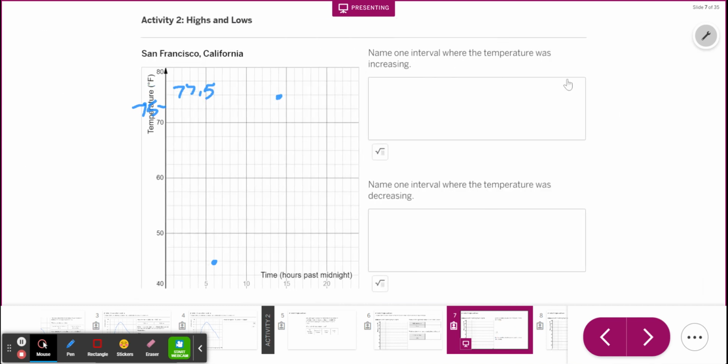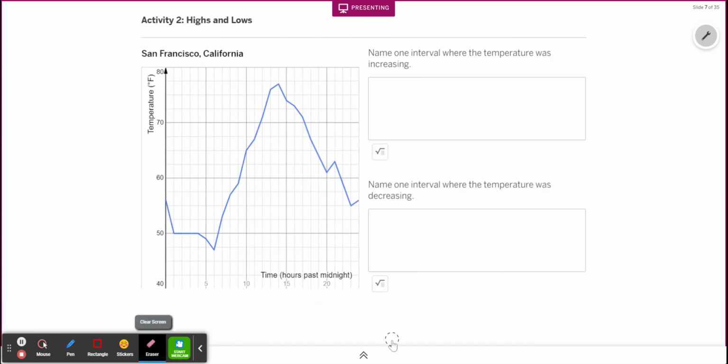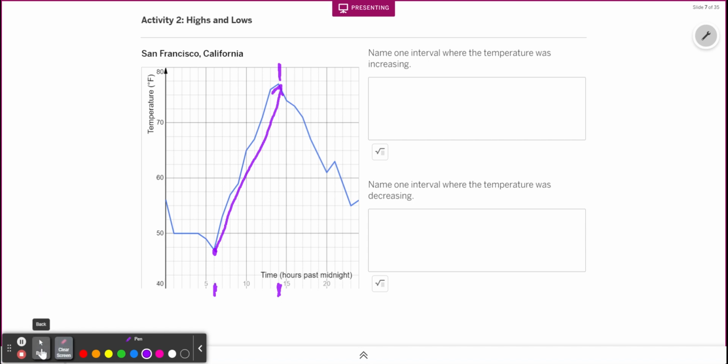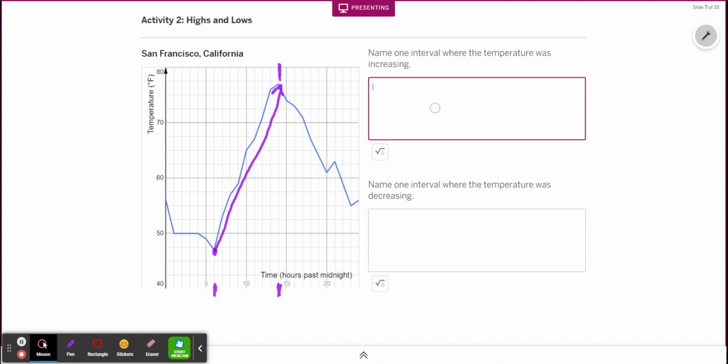Okay, with that information, let me get rid of my dots. When are we increasing? So increasing is a positive slope. So here is our increase. So that's between these times right here. So that's between the hours 6 to 14. 6 to 14 hours.